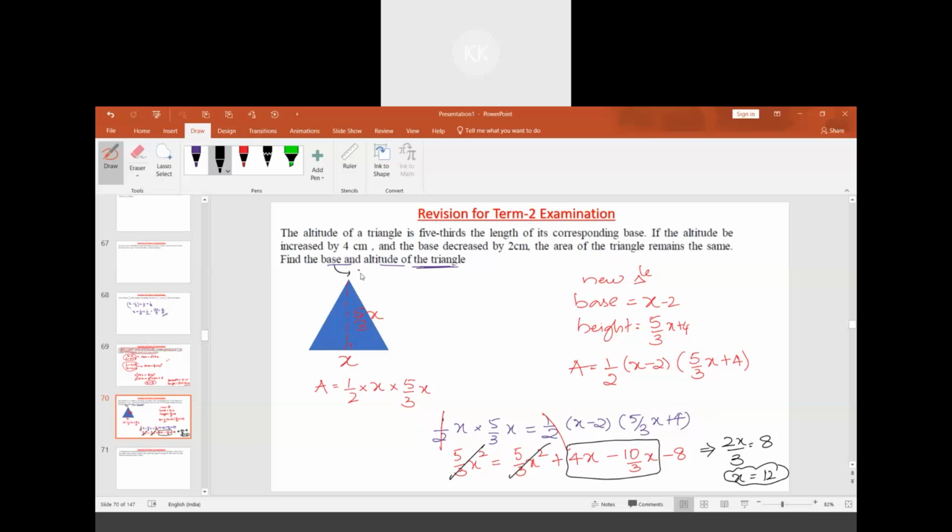So the base will be 12 centimeters and the height will be 5 by 3 times 12, which is 20 centimeters.